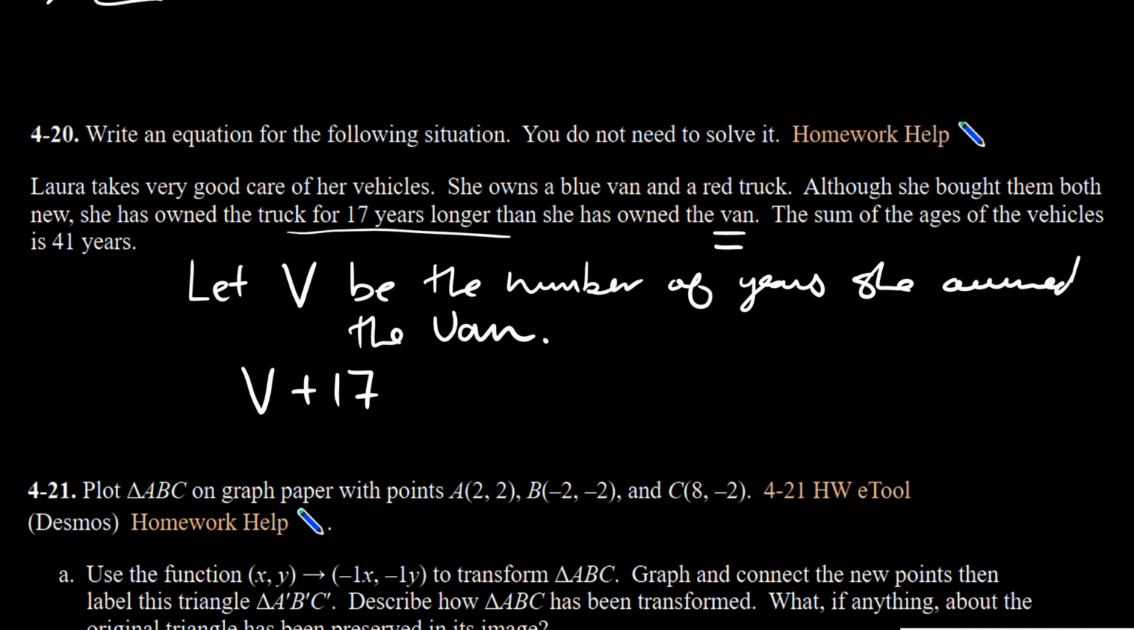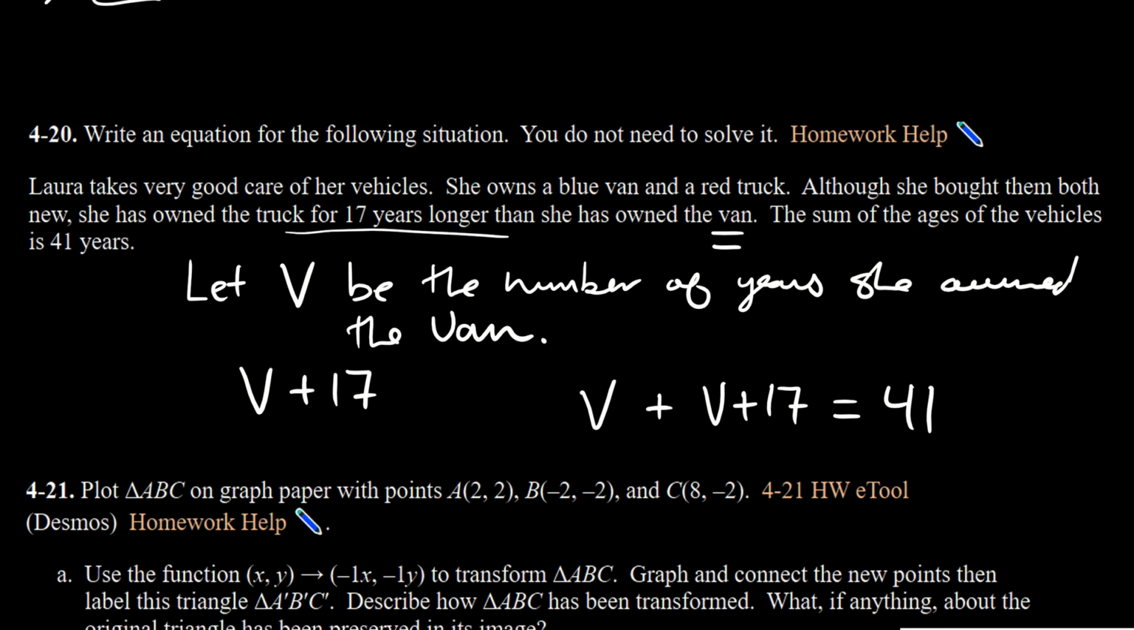So if I add the ages of her 2 vehicles up, I get 41 years. So v is the age of the van plus v plus 17 is the age of the truck, and together that's 41 years. We'll just leave that there.